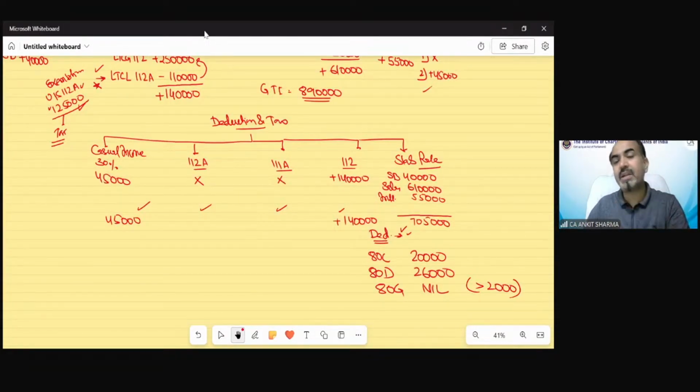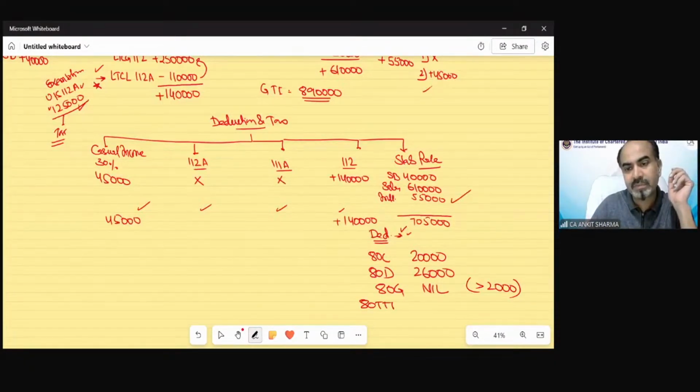Yes, 80TTB, the interest deduction, is there. And how much deduction under section 80TTB can we claim? It's 50,000 in case of a senior citizen. Clear? So that is 6,09,000 and your total income would now be 7,94,000.